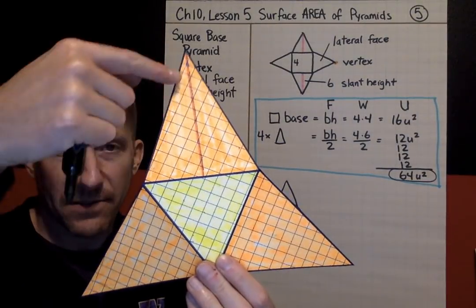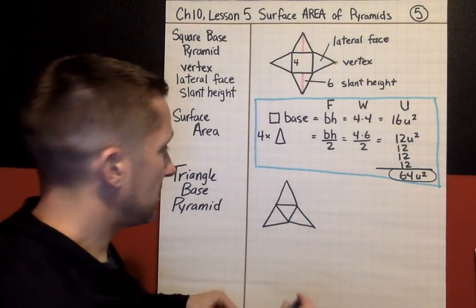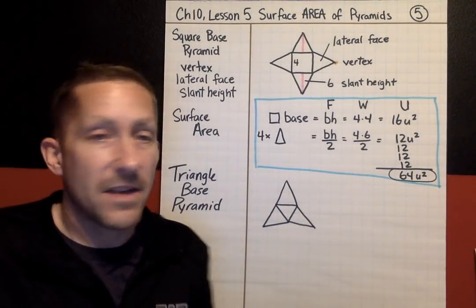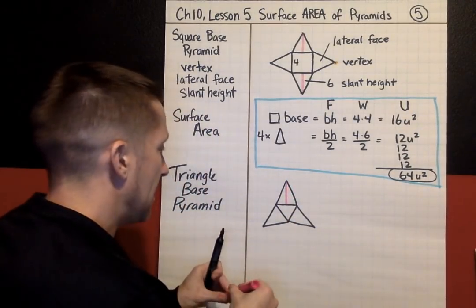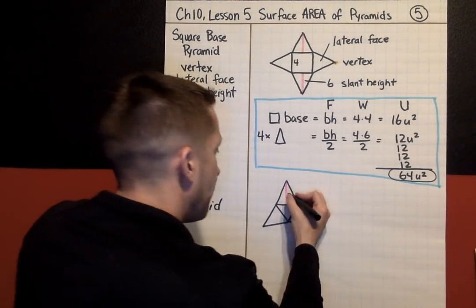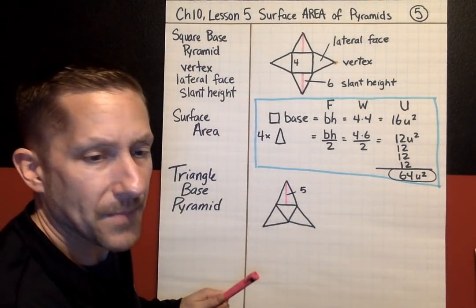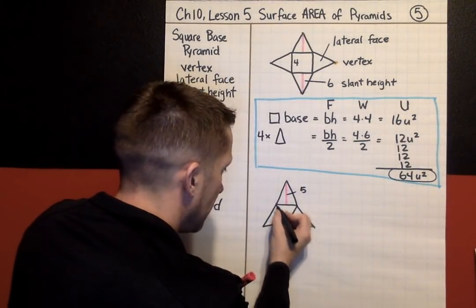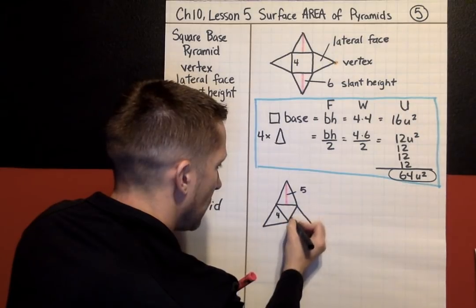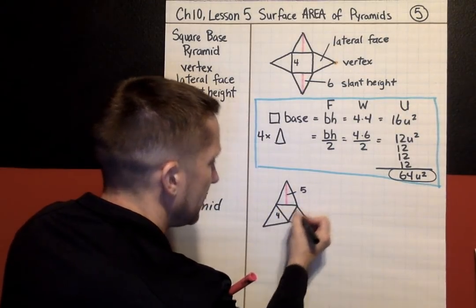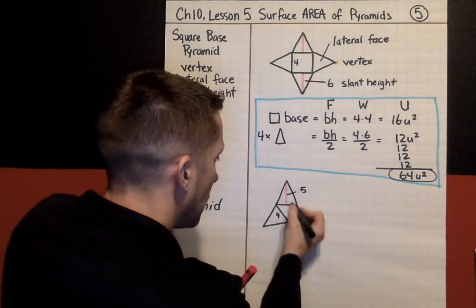But again, I've got a slant height here, and now let's give this some numbers. So I'm going to tell you the slant height. That line, I'm going to make that a 5. That's 5 units. This side right here is a 4, which means this is also a 4, and that's a 4, because the base is going to be an equilateral triangle. So that's a 4, that's a 4, that's a 4.